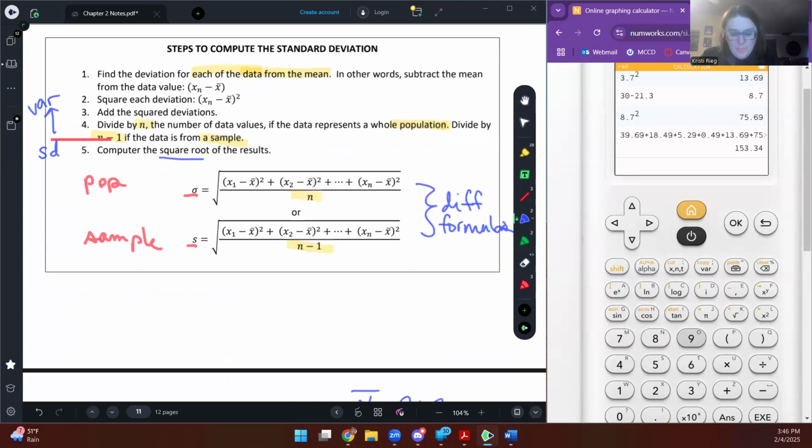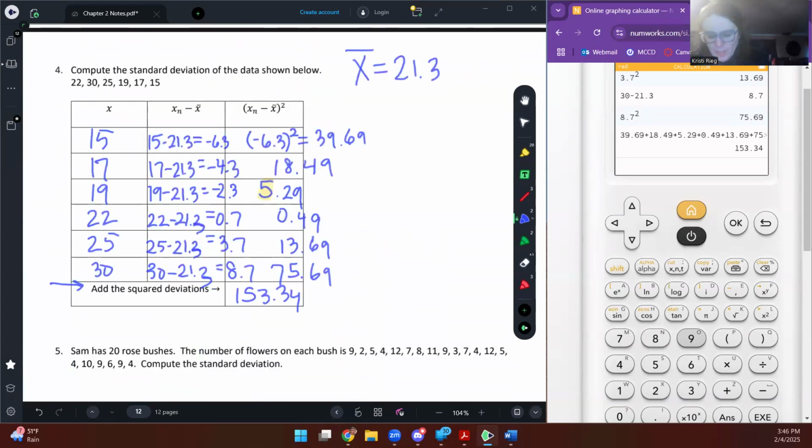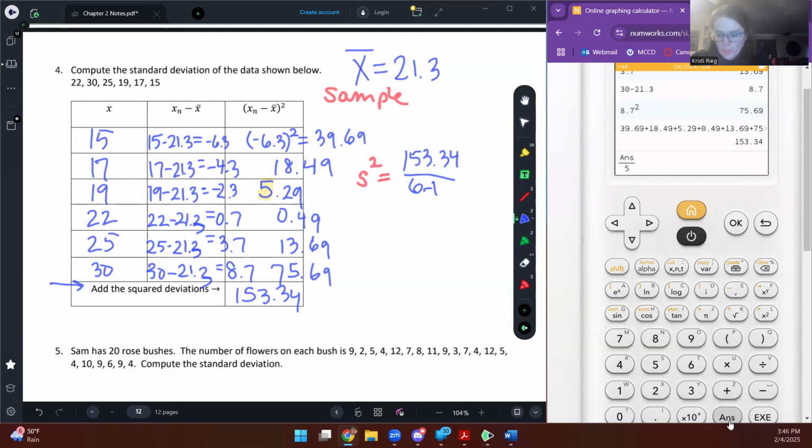We still have 2 more steps. So the next step is this. This X bar tells me that we are dealing with the sample. Since we're dealing with the sample, we're going to solve for S, but we're not quite there yet. So S squared is going to be 153.34 divided by n minus 1, 6 minus 1, which is 5, and I get 30.668.